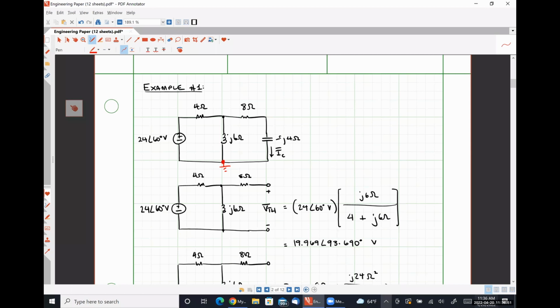Another analysis technique that could be used here would be a source transformation. So we have a practical phasor voltage source because we have a 24 angle 60 degrees volt source in series with a 4 ohm resistor, which could be converted into a practical phasor current source. From that point, we would have a current source in parallel with a 4 ohm resistor, in parallel with a J6 ohm inductor, in parallel with an 8 minus J4 ohm impedance. And then current division would get us our answer in a single step after that transformation.